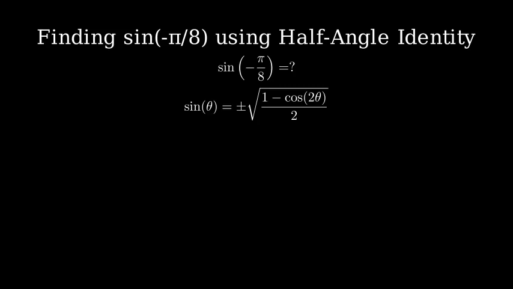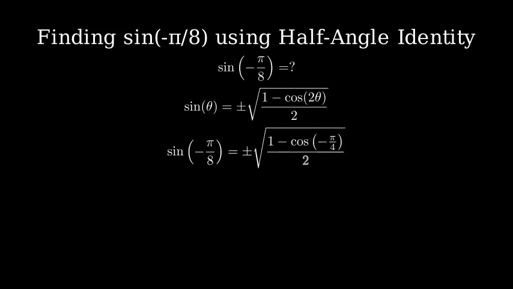In our case, theta equals negative pi over 8. Substituting this in, we get sine of negative pi over 8 equals plus or minus the square root of 1 minus cosine of negative pi over 4, all divided by 2.